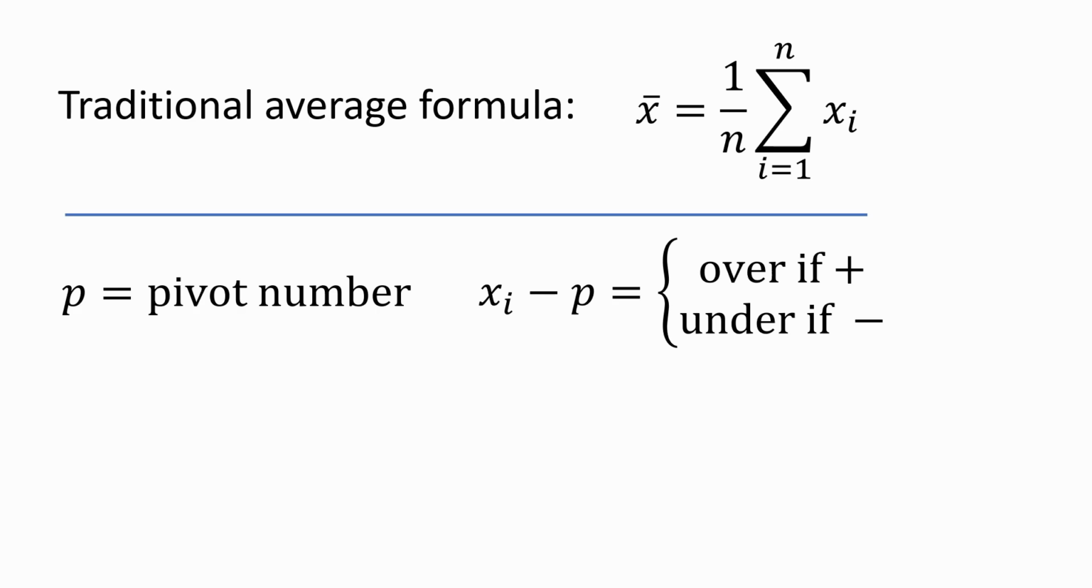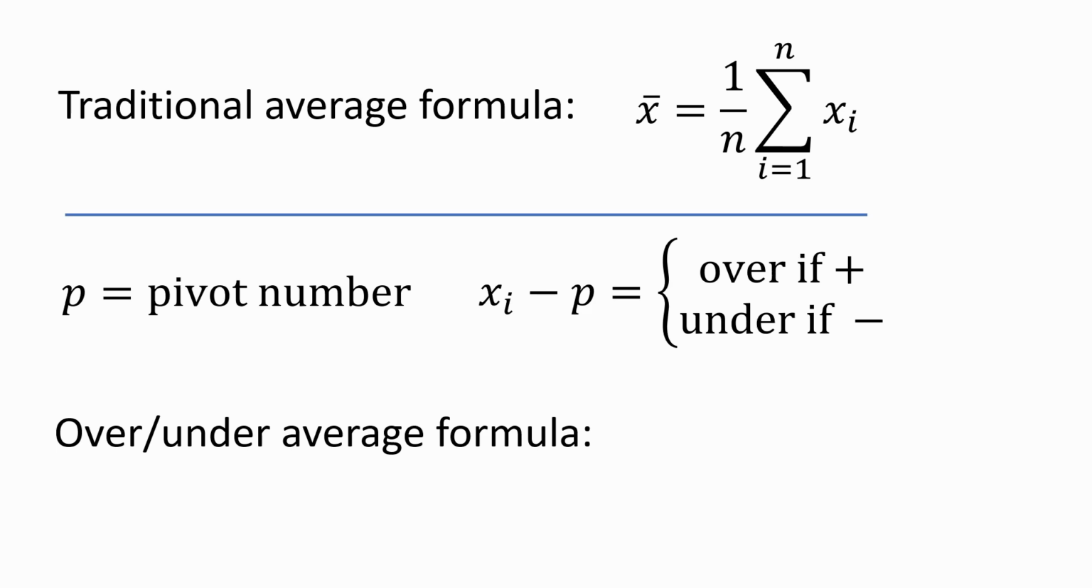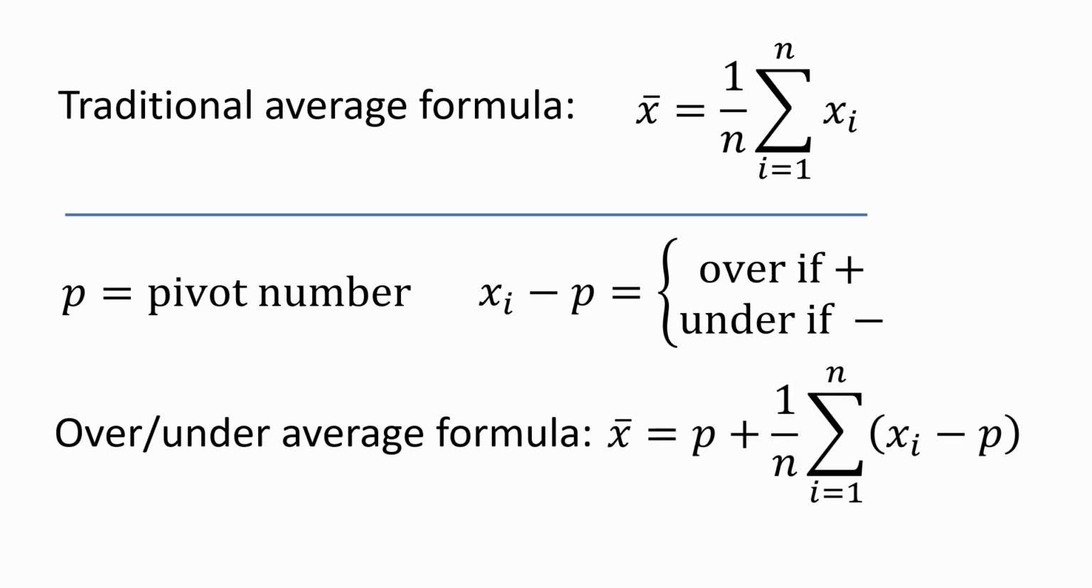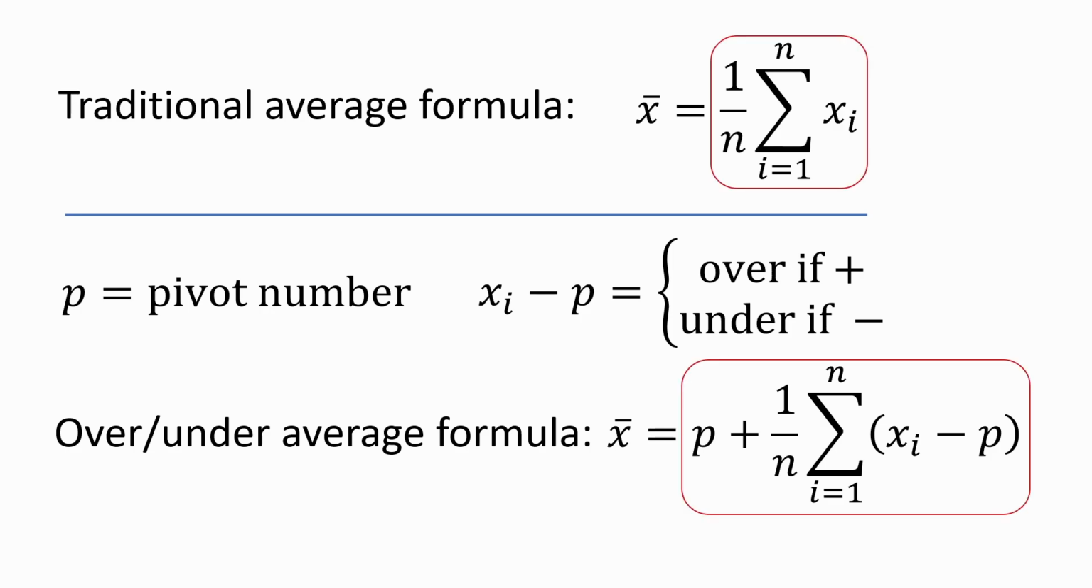Now we can write our over-under average formula, just like we had before, only a bit more mathematical. It might seem more complicated than the traditional formula, but it's not. The sigma expression is nothing more than our running total. Now our goal is to show that these two expressions are the same.